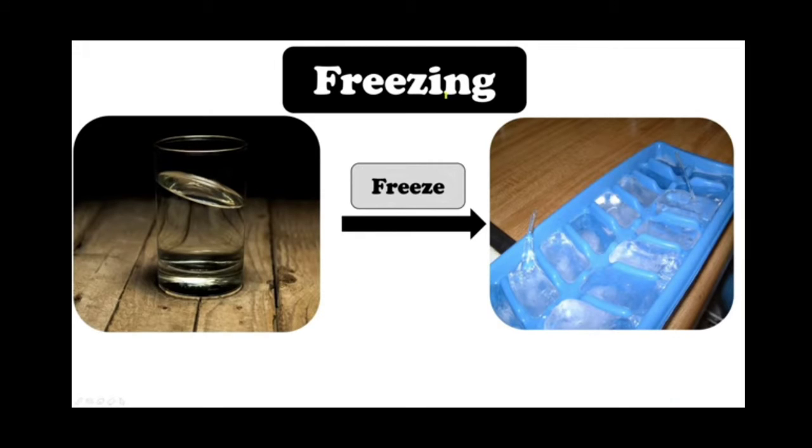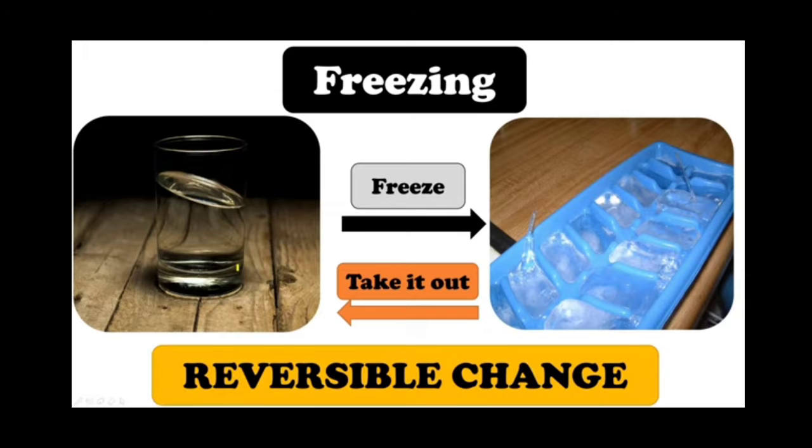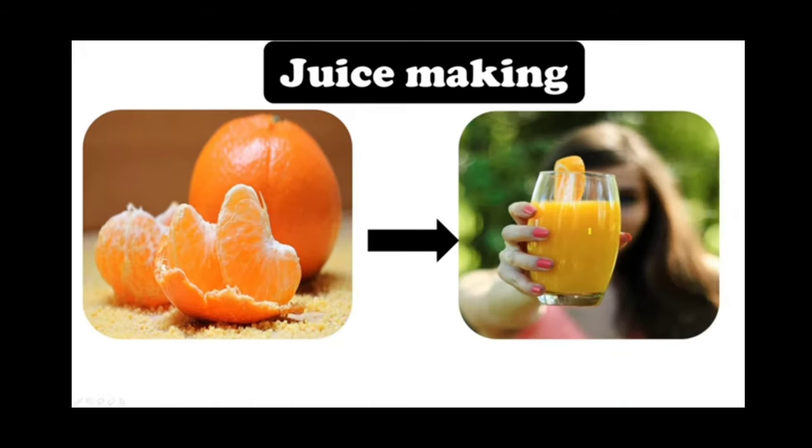So now we have freezing. What kind of change is freezing? When water is frozen into ice, can we get this ice back into water again? Yes, we can get that if we keep this ice at normal temperature or hot temperature. We'll get the water back. So this is a reversible change.